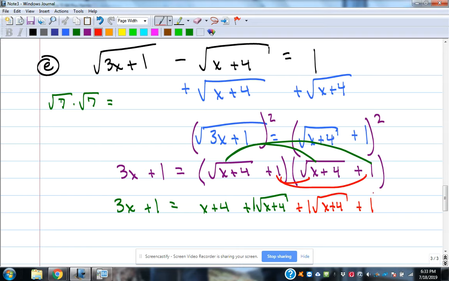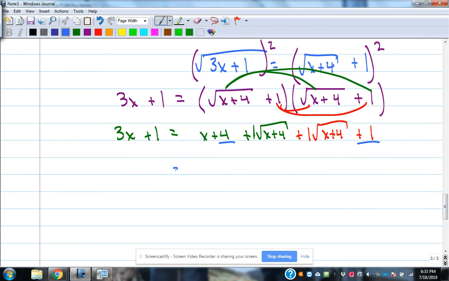Now I look at that right-hand side, and I've got some like terms that I can put together, right? Pick a color here. I got the 4 and the 1 that can go together. So that's going to give me x plus 5. But look at these two guys. They're both square root of x plus 4s, and they have a 1 in front of them. So that means it's 1 square root of x plus 4 plus 1 square root of x plus 4. So that means there are how many square roots of x plus 4? There's 2 of them.